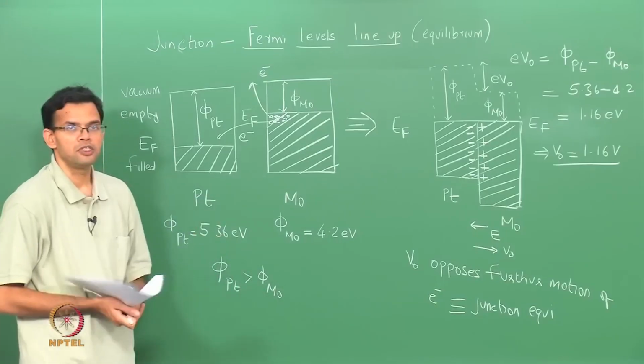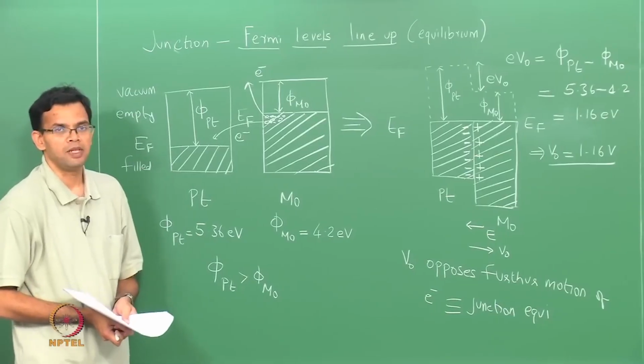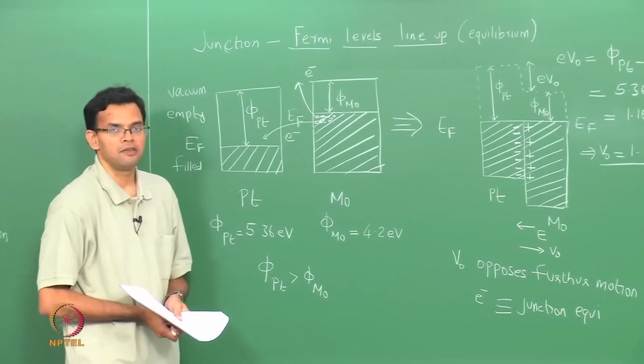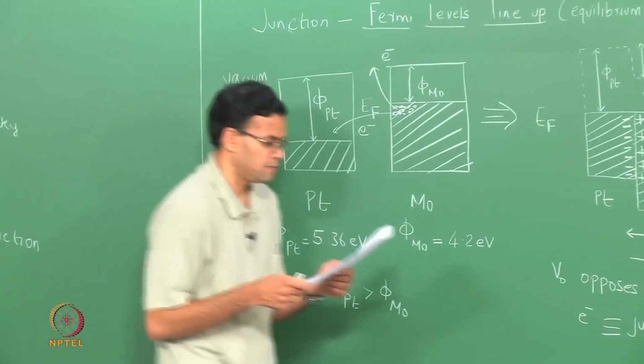So, where do we use these metal-metal junctions? One particular example is in the case of thermocouples. To understand that, we need to look at something called the Seebeck effect.